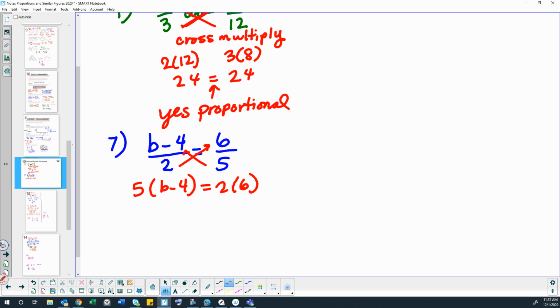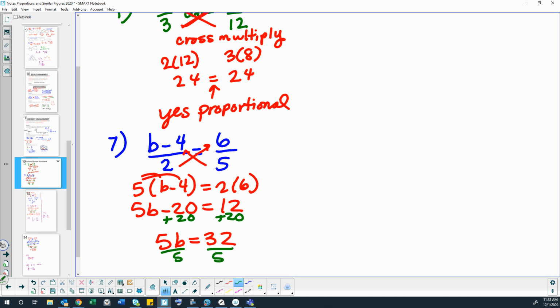When we cross multiply the 5 times the b minus 4, we have to distribute the 5. So we would end up with 5 times b, which is 5b, and 5 times negative 4, which is negative 20. And then over here we have 2 times 6, which is 12. Look, we got rid of our fractions. So now we're just solving our linear equation by adding the 20 to each side. That gives us 5b equals 32. And then we can divide both sides by 5.